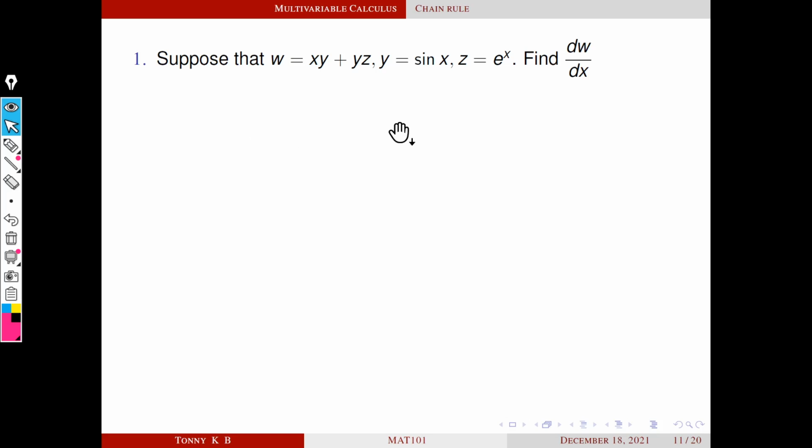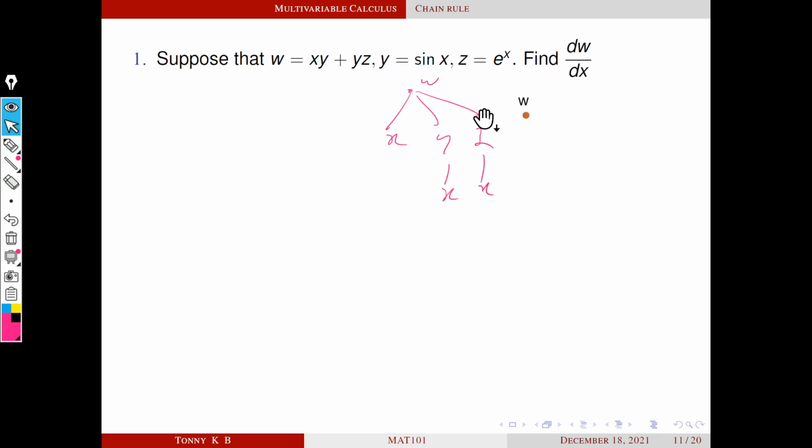Okay, consider this problem. Suppose that w equals xy plus yz, and y is equal to sin x, z is equal to e raised to x. We have to find dw by dx. It is clear that w depends on x, y, and z, right? And y depends on x, and z also depends on x.